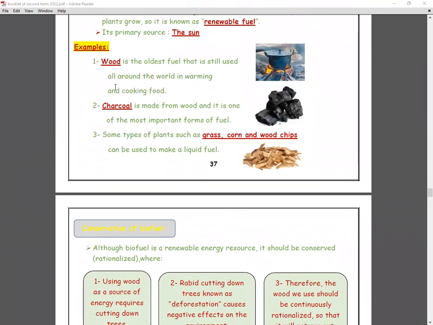Don't forget that wood is the oldest fuel. Wood is the beginning fuel that we start with. The beginning biofuel, to be more focused, or the oldest fuel that is still used. It's the beginning, and we still use it around all the world, especially in warming and cooking the food.